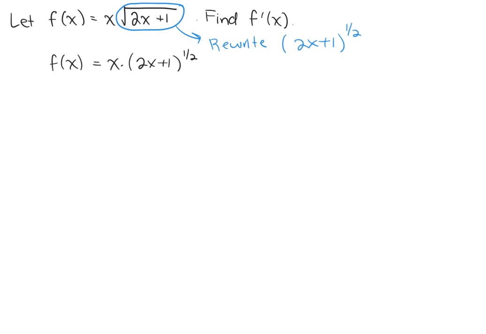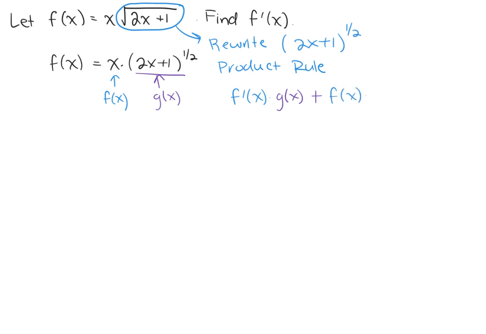So hopefully you can see here that we're multiplying two things together. So we're going to have to apply the product rule. And the product rule says, let me just call this first part f of x, and then let me call this second part here g of x, and remind ourselves of the product rule. It says, take the derivative of the first part, multiply it times the second part, and then add it to the first part times the derivative of the second part. Okay, so let's go ahead and do that.